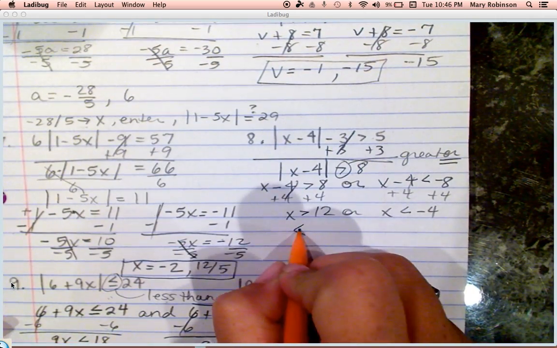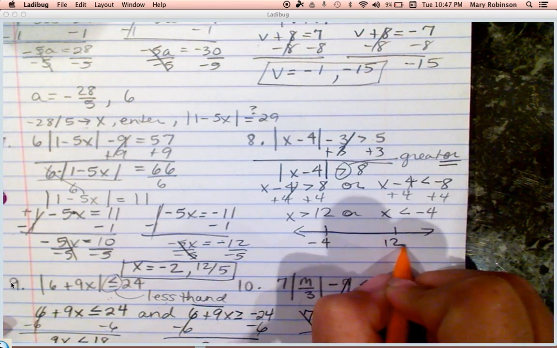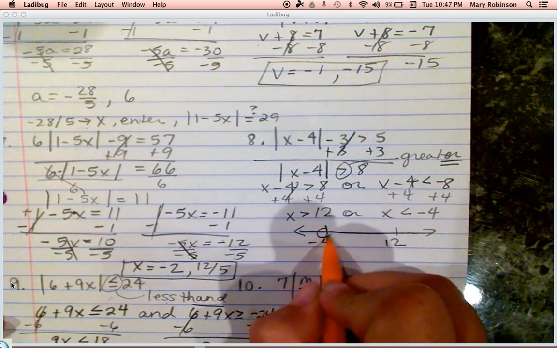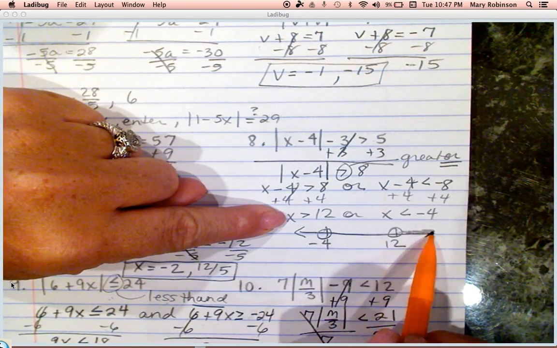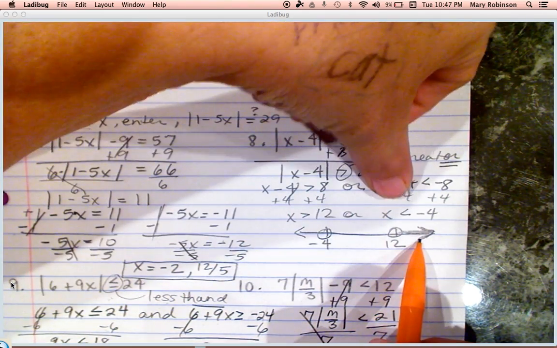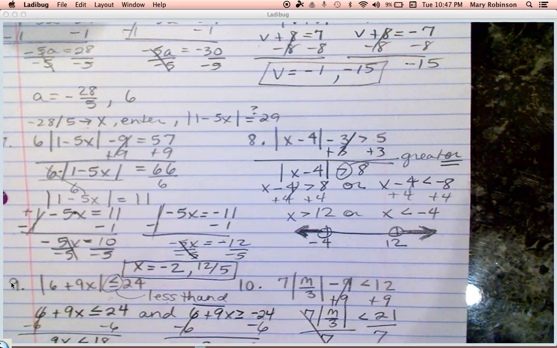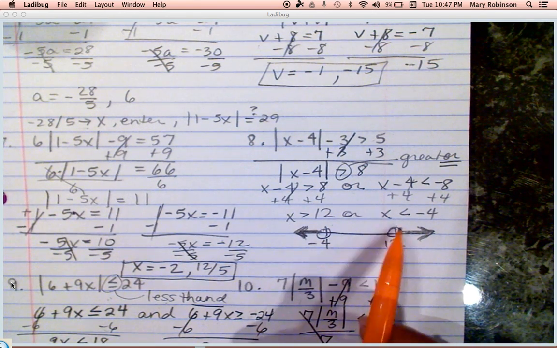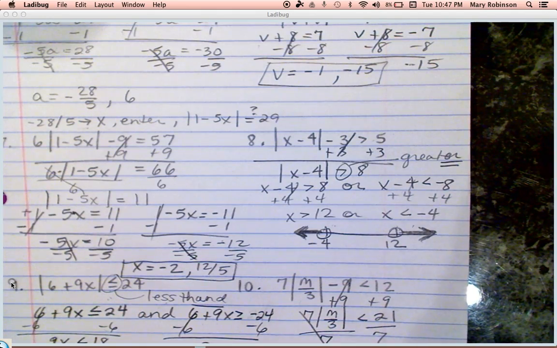So on my number line, I'm going to put my smaller number on the left, that's negative 4, my larger number on the right, that's 12. Because I don't have equal to, I'll have open circles, and I will shade greater than 12, so it points to the right, so shade to the right. And here, it points to the left, so I need to shade to the left. Now, this one here, there's no way to combine this as a compound inequality like we did for 9 and 10.